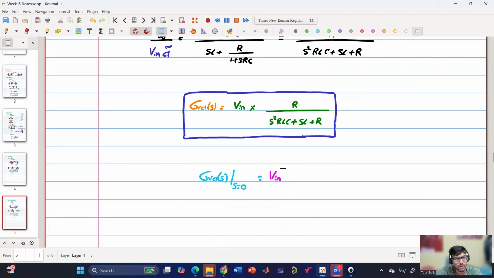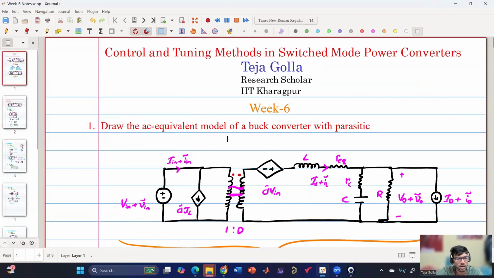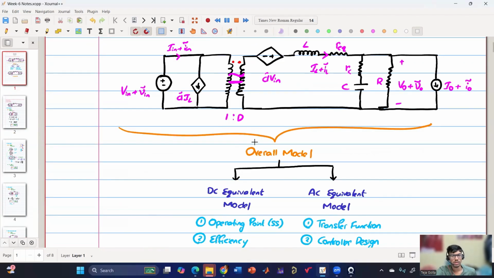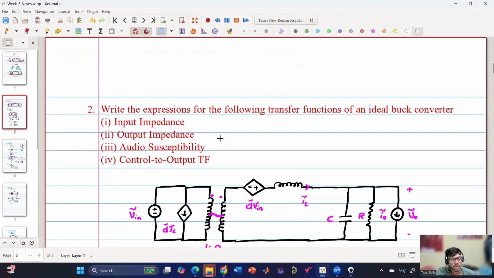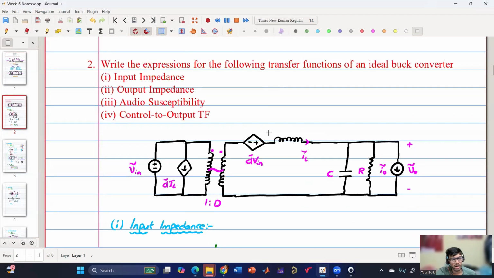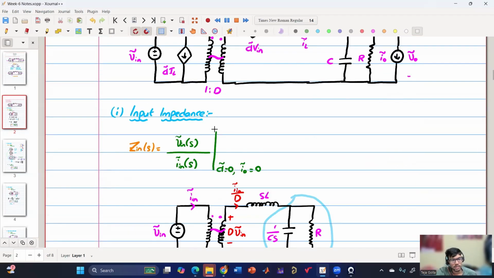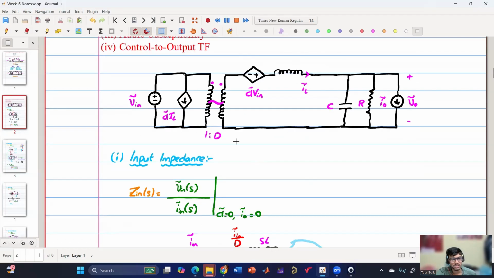Yes, sir. Clear. So in the first problem, we have obtained the AC equivalent model by removing all the DC terms, and using this AC equivalent model, we have obtained the expressions for four important transfer functions, starting with input impedance, the expression of which can be written something like this. The conditions are very important because these conditions will remove some of the elements in the circuit. So Zin of s is nothing but V in tilde of s by I in tilde of s when the D part and I naught part are 0.